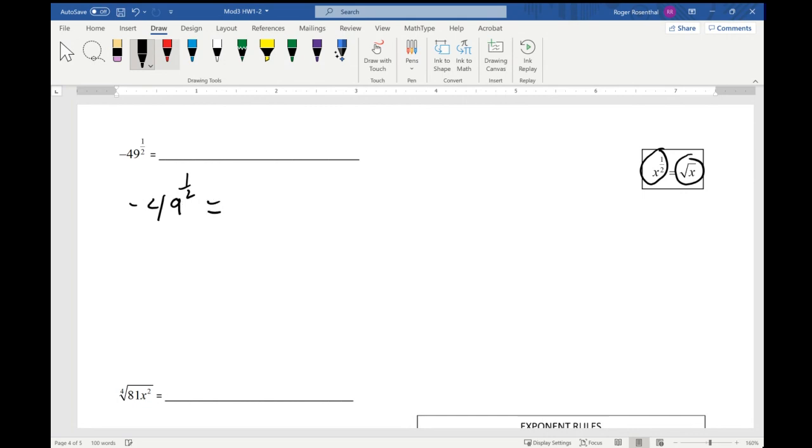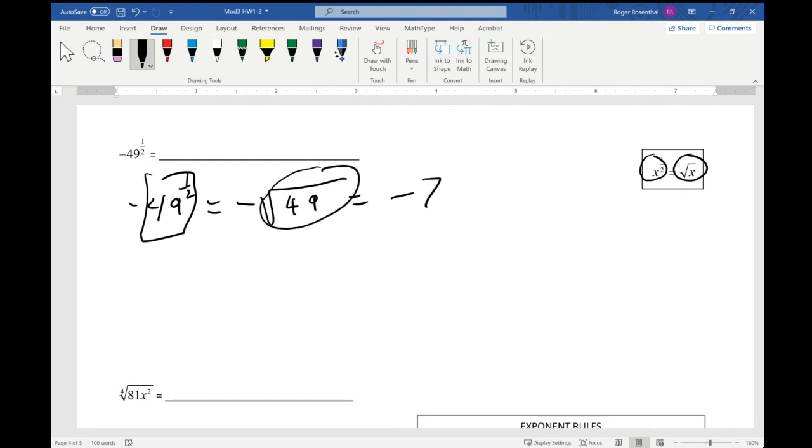So this is really equal to the negative of whatever you get for 49 to the 1/2. And anything to the 1/2 means the square root of that. So that's negative of the square root of 49. And that would be the negative of, since the square root of 49 is 7, -7. And that is the answer.